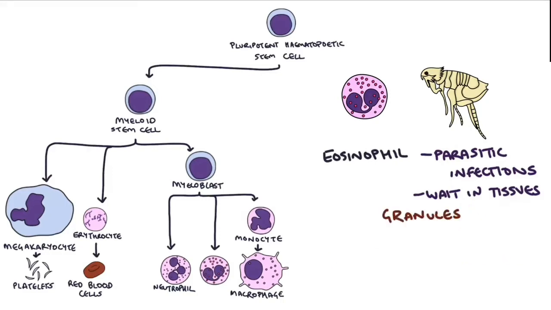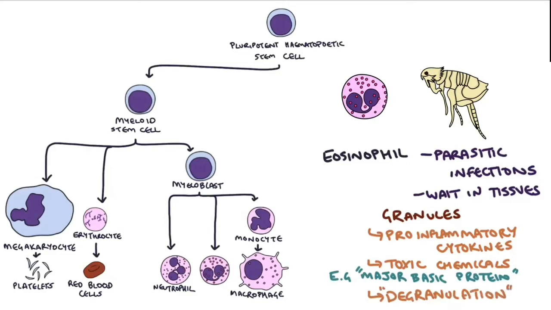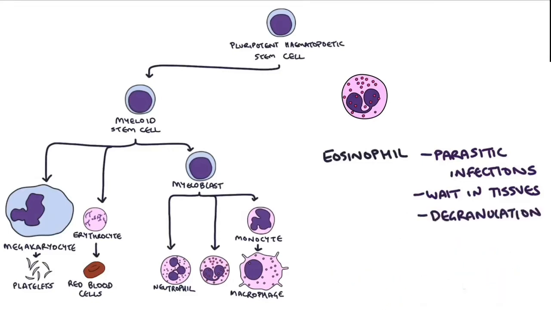So they have granules that contain pro-inflammatory cytokines and chemicals that are directly toxic to pathogens and parasites, such as major basic protein, which is an enzyme that digests parasites. These chemicals can be released in a process known as degranulation or exocytosis, in which the granules fuse with the cell membrane and then they're released into the surrounding space where they can travel to cause damage to nearby pathogens. Eosinophils are also capable of phagocytosis, but not usually to the extent of macrophages or neutrophils.